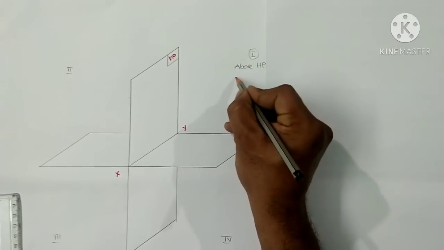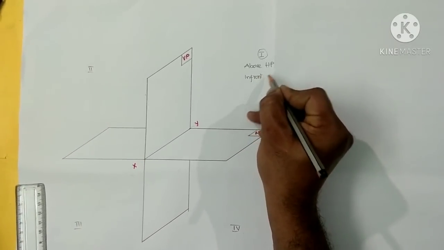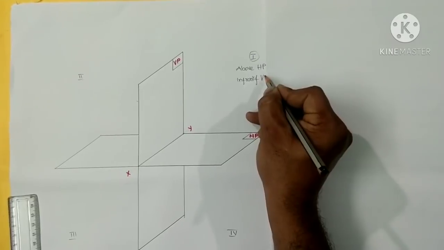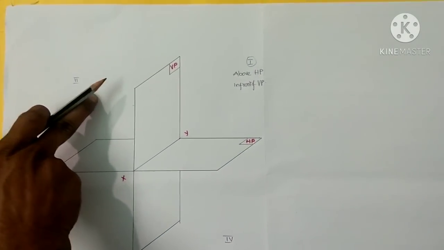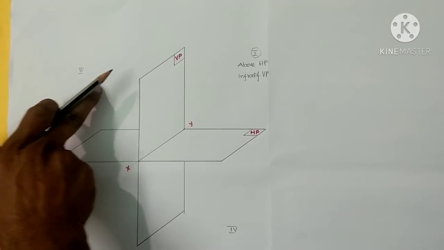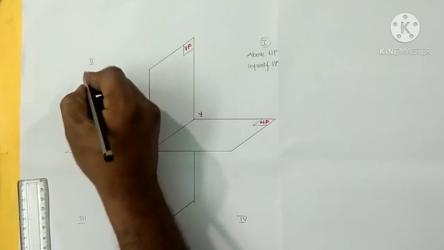Above horizontal plane and in front of vertical plane. In front of vertical plane. Suppose a point is situated in the second quadrant. We can define this particular point in this way, that is behind VP.